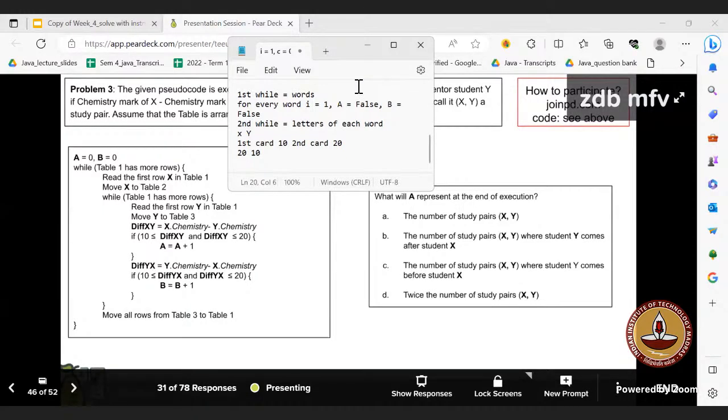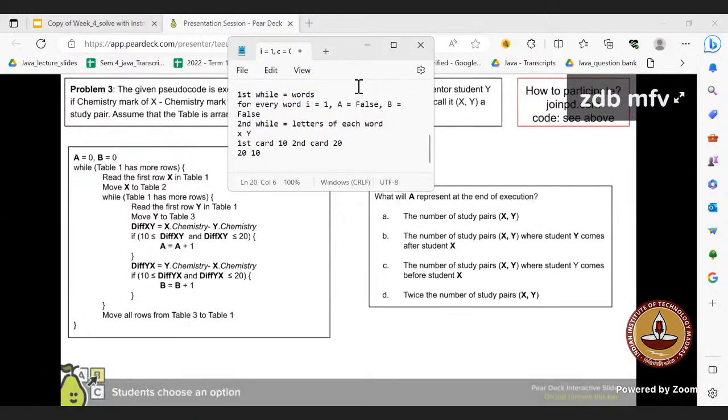Okay, any other doubts or else we can stop the session. Ma'am, I have a little doubt. Ma'am, x dot chemistry marks is 10 minus y dot chemistry 20. Then 10 minus 20 means minus 10. Why are we counting it in A? That minus 10 won't be counted in A, that will be counted in B.